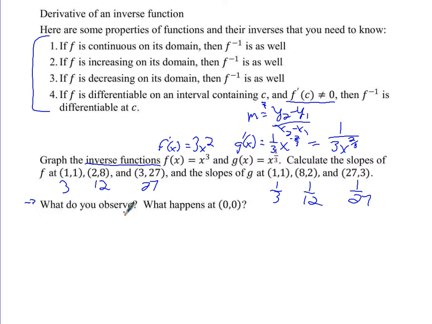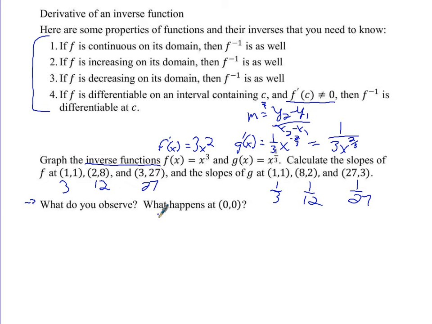I shouldn't say corresponding x values, because it's not really corresponding x values. Corresponding ordered pairs would probably be better to say, because really what happened here is in F we had 1, 1, 2, 8, 3, 27, but in G we had 1, 1, 8, 2, 27, 3. So when you swap the ordered pairs, then you get reciprocal slopes. Okay?